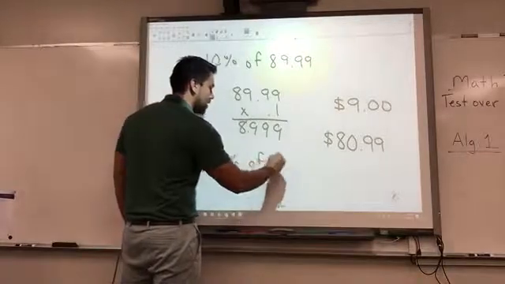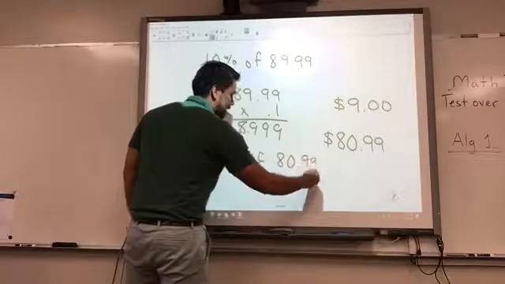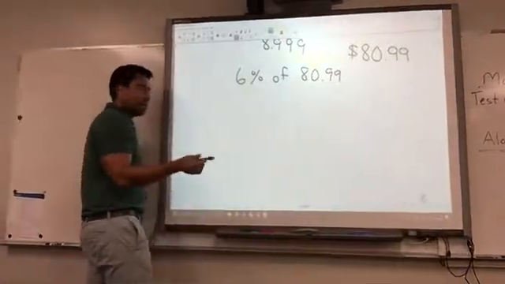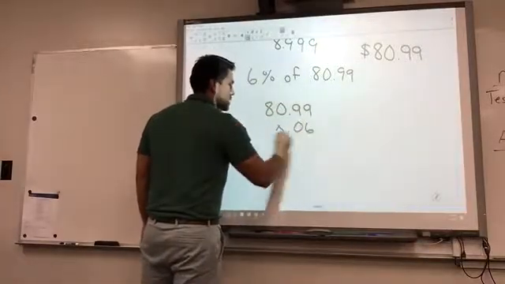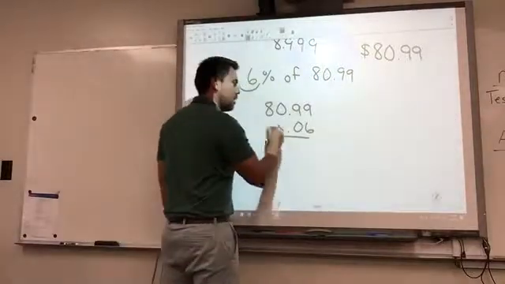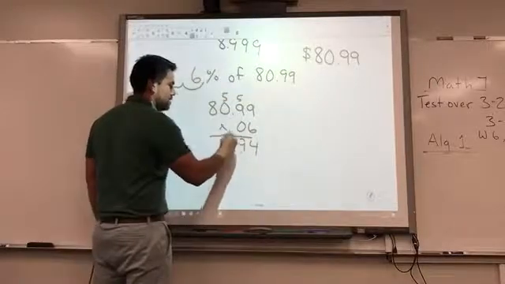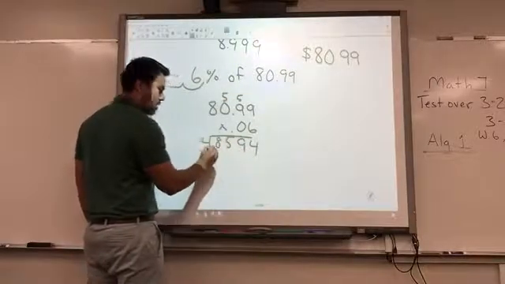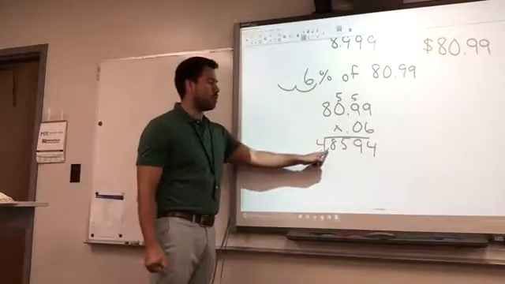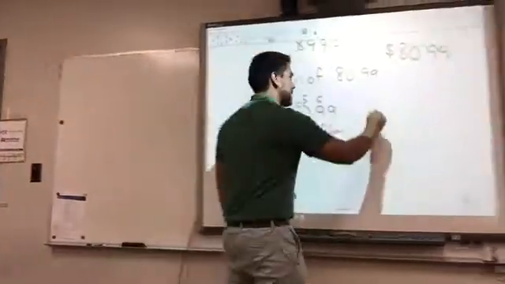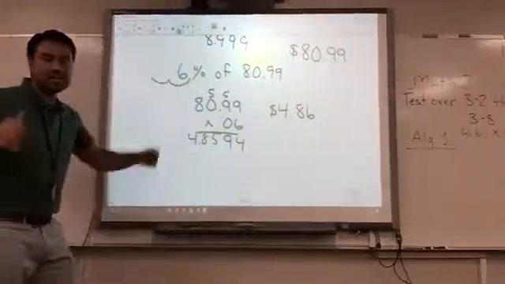6% of 80.99. I don't know. So you figure it out. It's times, right? You multiply 80.99 times 0.06. Don't forget to move that decimal twice. Oh man, I got to do all this. How much is the tax here? $4.86. That's my answer. Yes, got it.